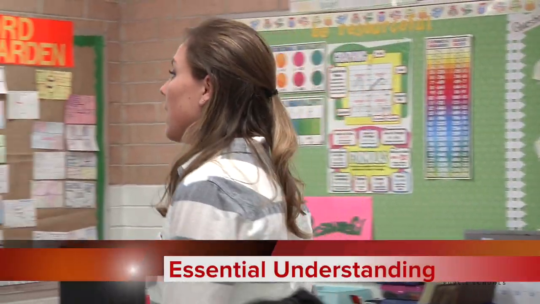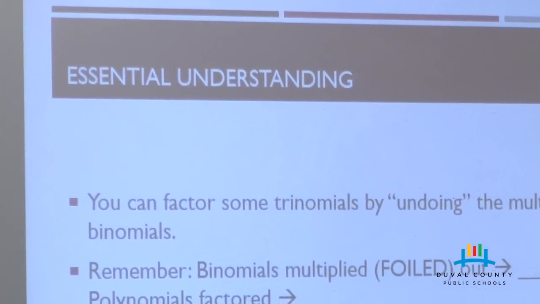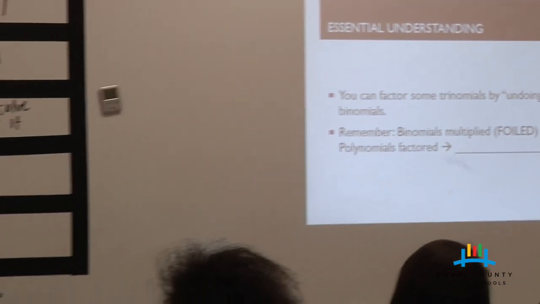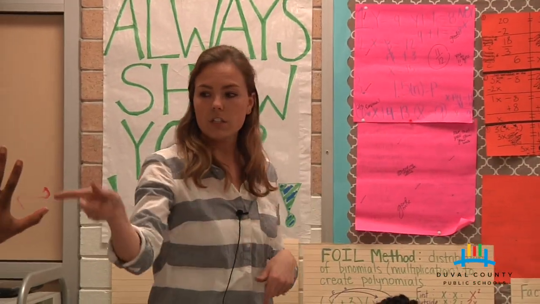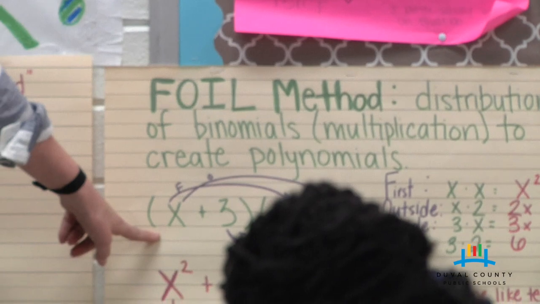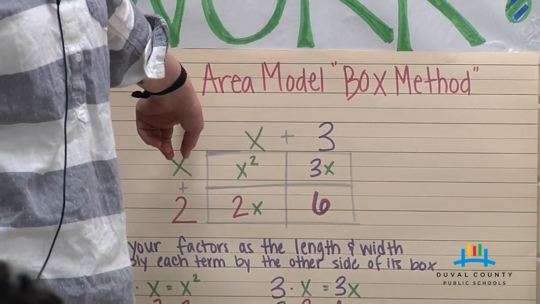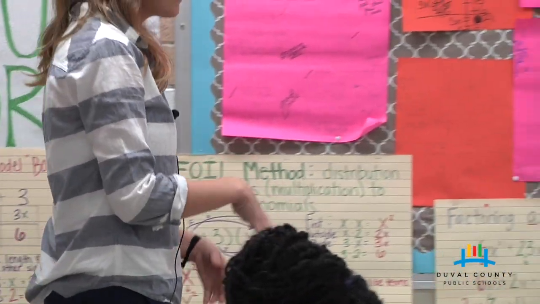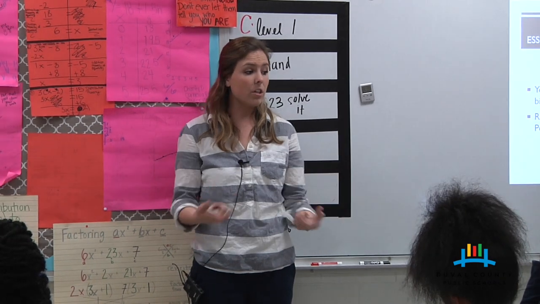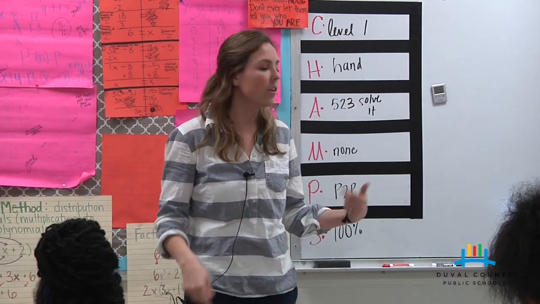The essential understanding is found on 423. It says that you can factor some trinomials by undoing the multiplication of binomials. So we've taken two binomials and multiplied them before. What does that look like? Two binomials and we multiply them together. Charity? You can use FOIL method. There's box method. Okay, so we talked about FOILing. First, outside, inside, last, all with what operation? Multiplication. And then the box method, which some people prefer, still multiplication. We're taking two binomials, multiplying them out to create this polynomial, right? Factoring is undoing all of that. We're taking the polynomial and we're breaking it down into the two binomials that you would have multiplied together to get the original in the first place, okay?